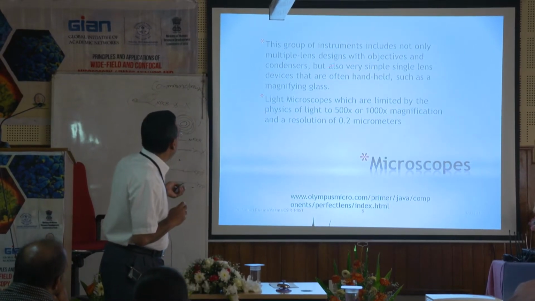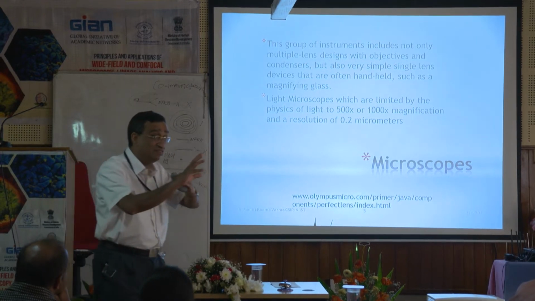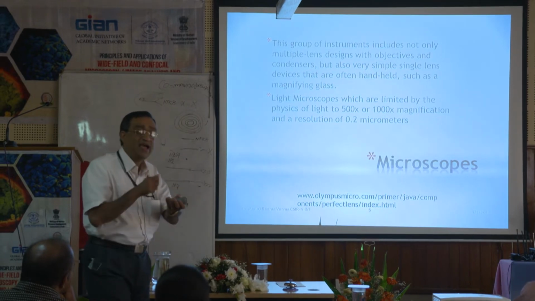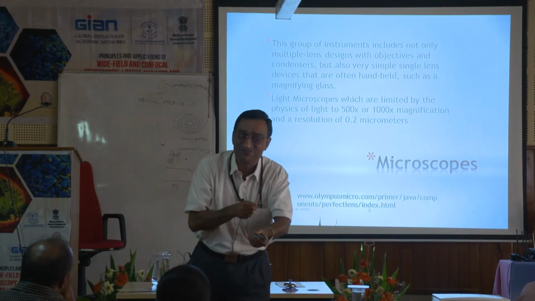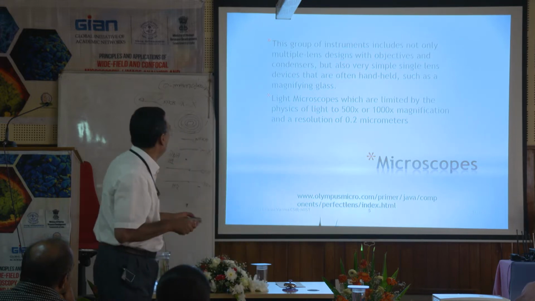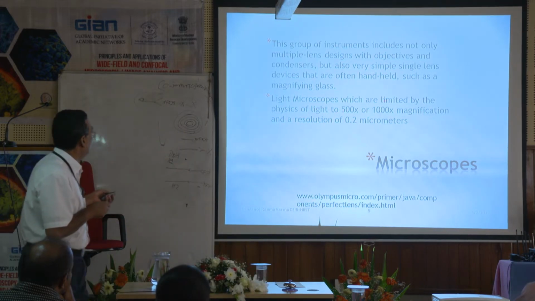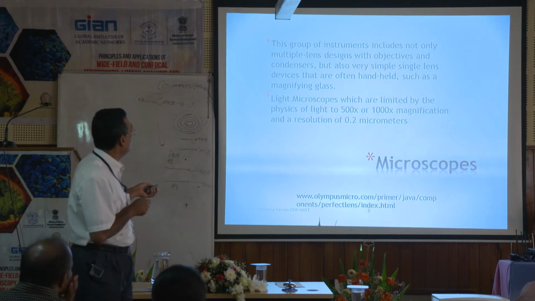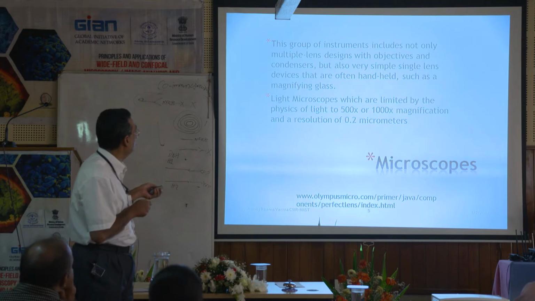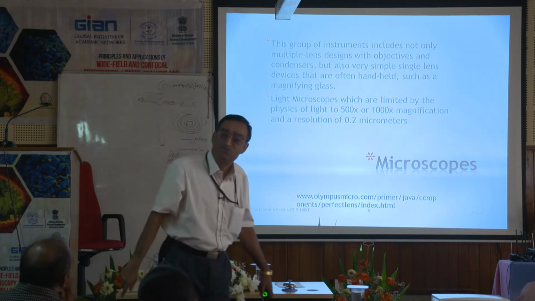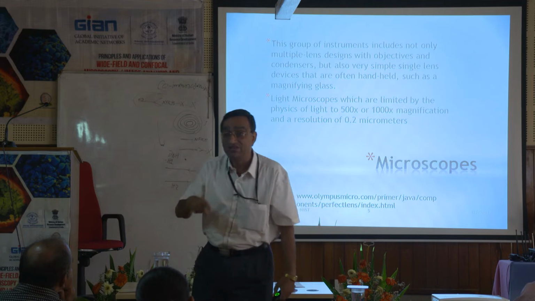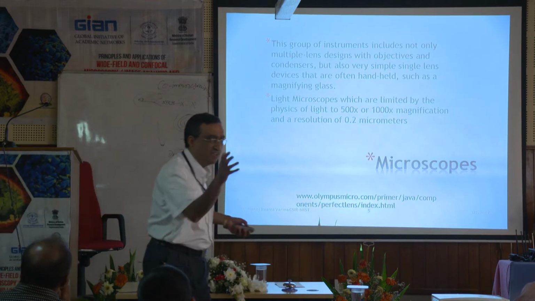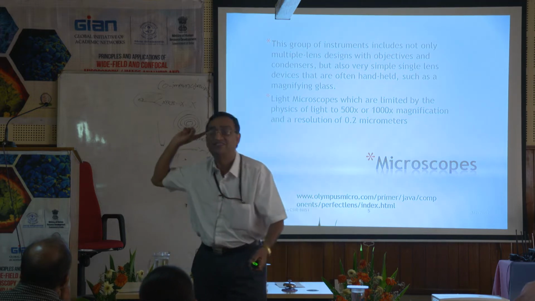This group of instruments includes not only multiple-lens, very sophisticated Leica types of microscopes, but even a handheld magnifying glass is a microscope. Light microscopes are limited by the physics of light, so their magnification is 500 to 1000 times and resolution is 0.2 micrometers. People will think, why this 1000 magnification? Within a few slides, I will explain scientifically why this 1000 comes.